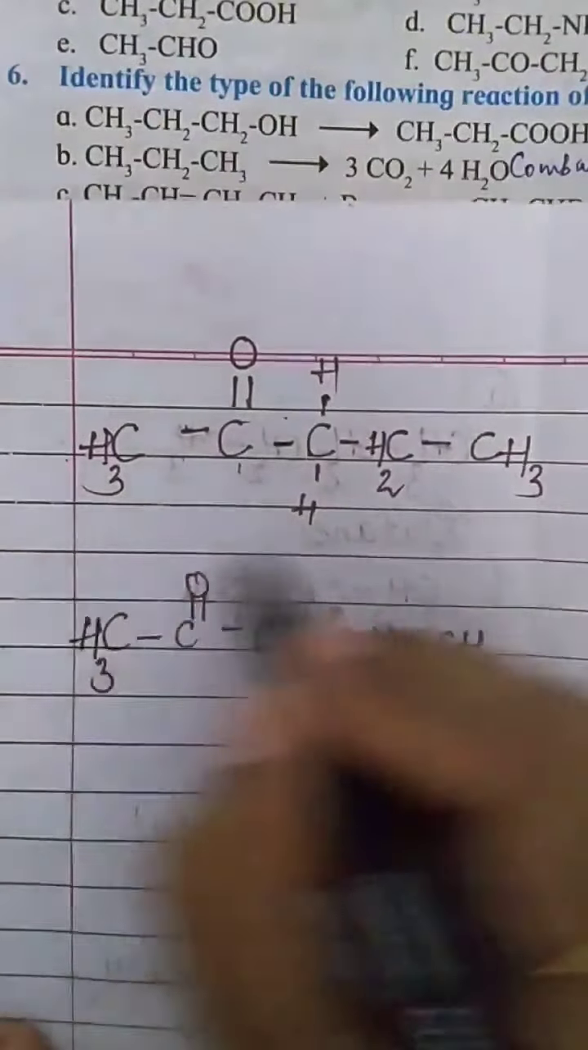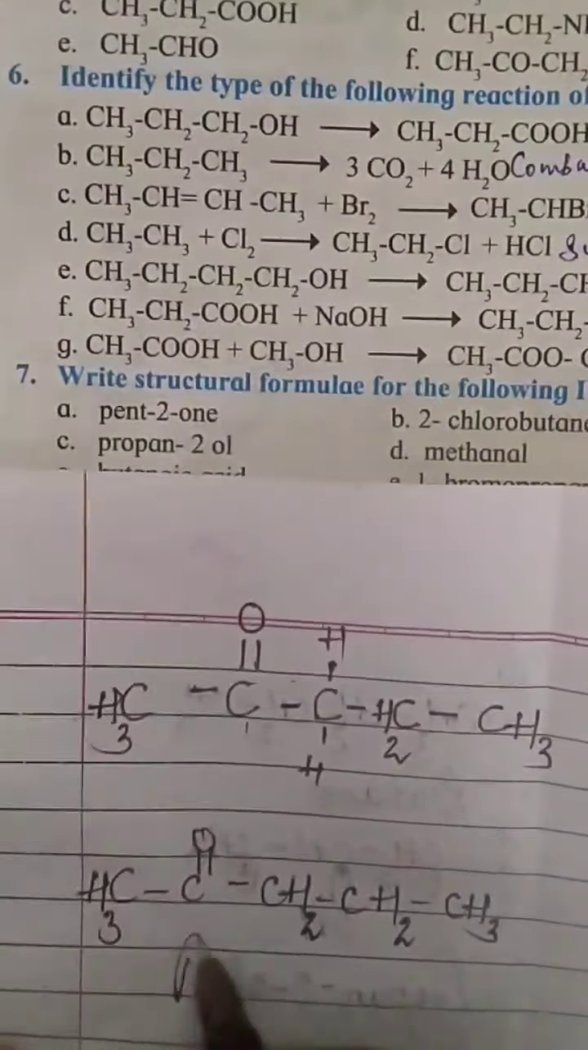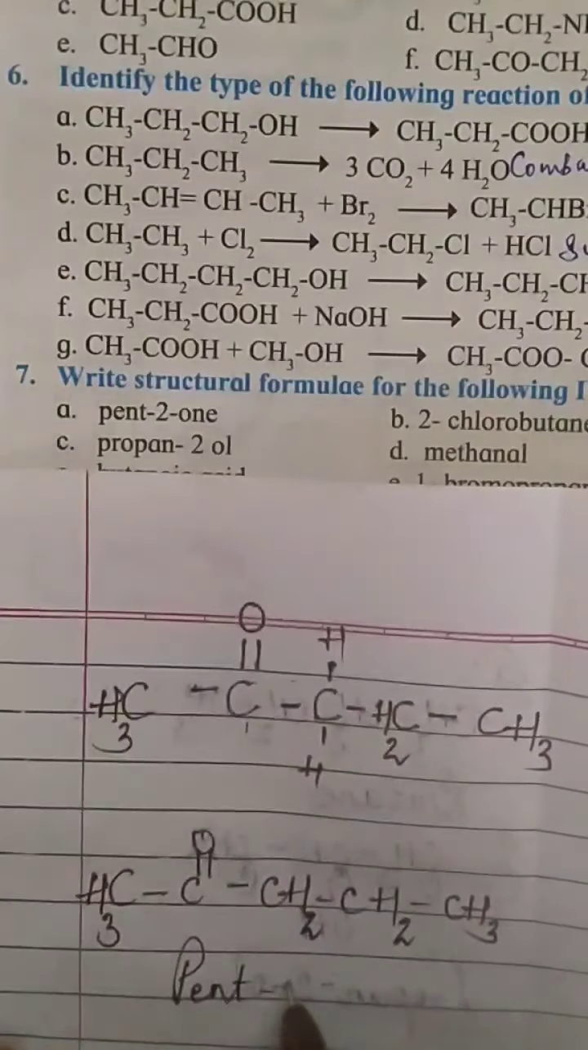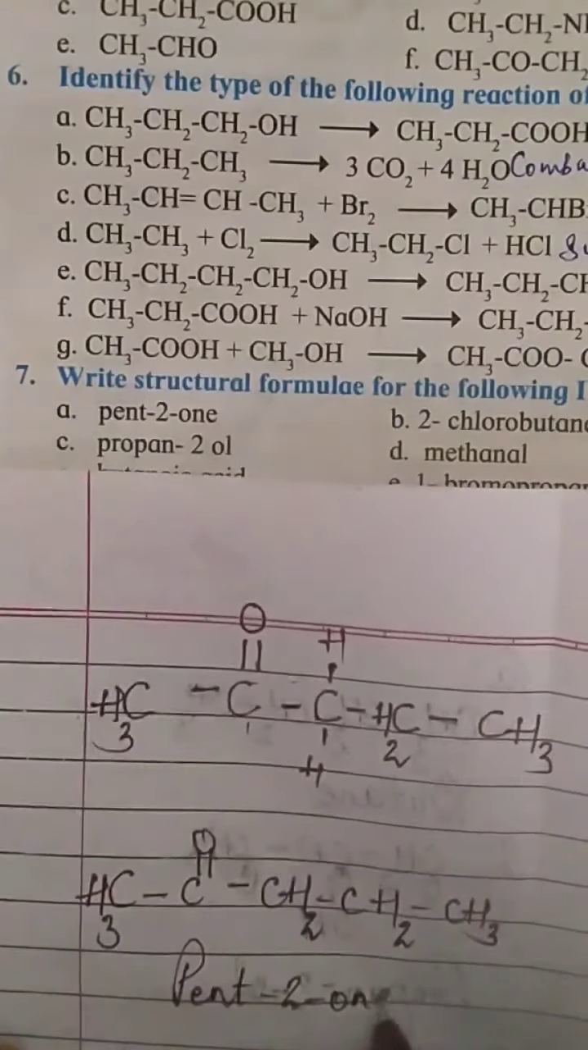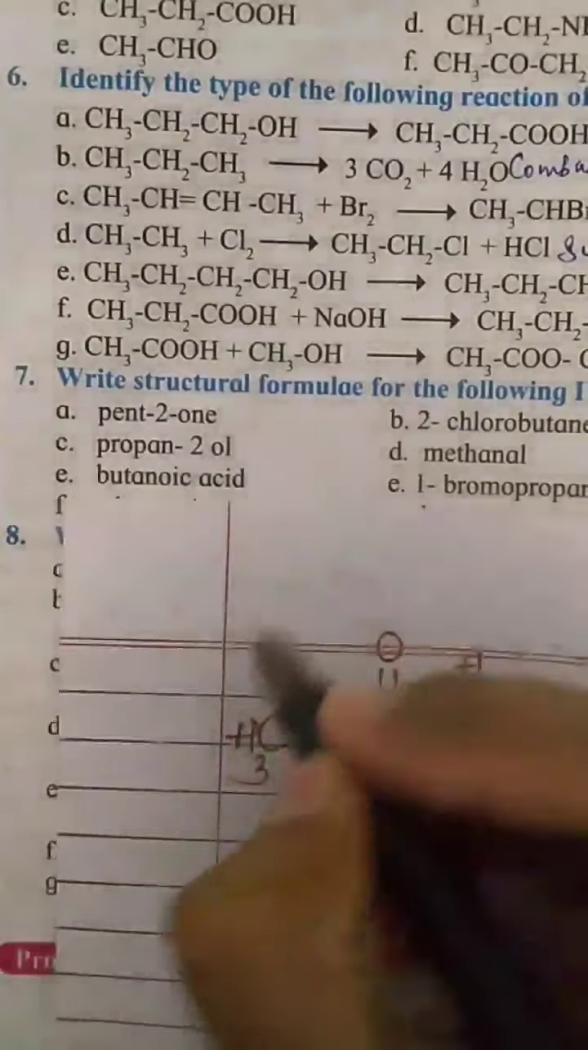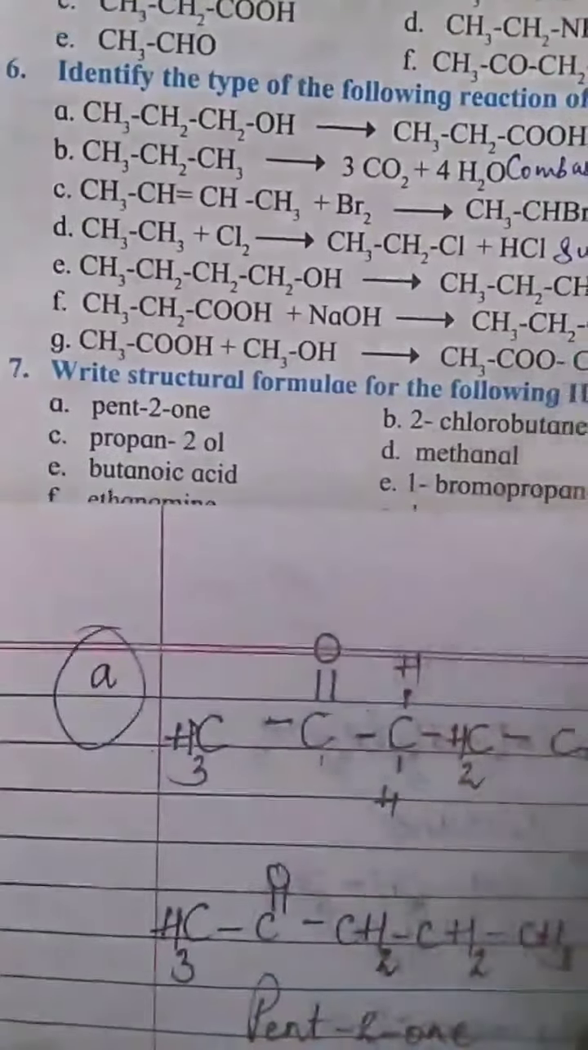So this is the structure. Highlight this and write down the name as given in the question, pent-2-one. This is example number A. Now the second one.